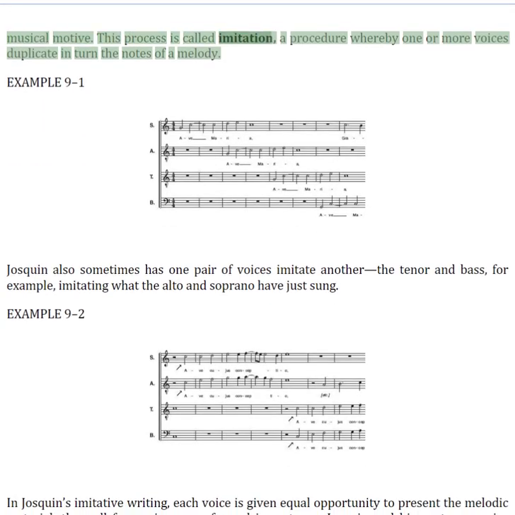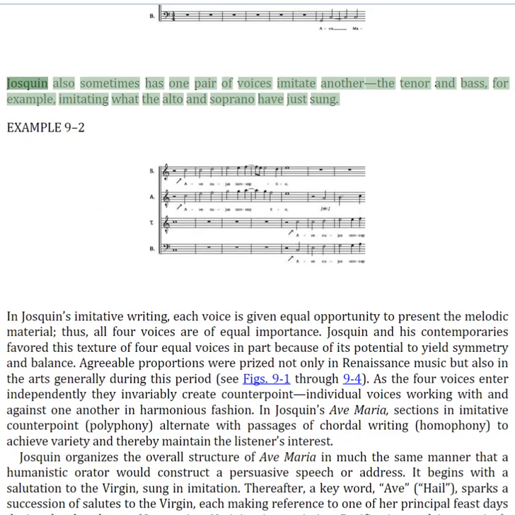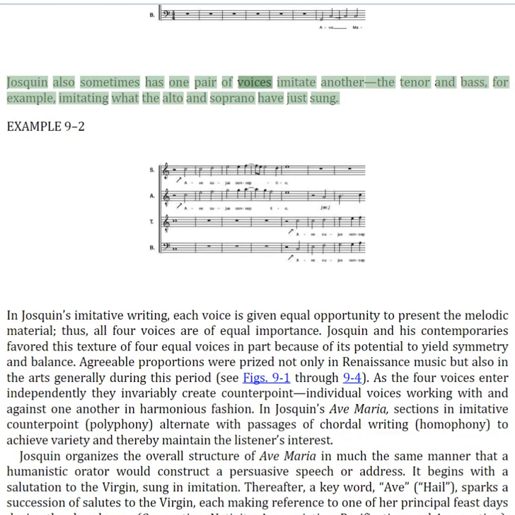This process is called imitation, a procedure whereby one or more voices duplicate in turn the notes of a melody. Example 9:1. Josquin also sometimes has one pair of voices imitate another, the tenor and bass, for example, imitating what the alto and soprano have just sung.